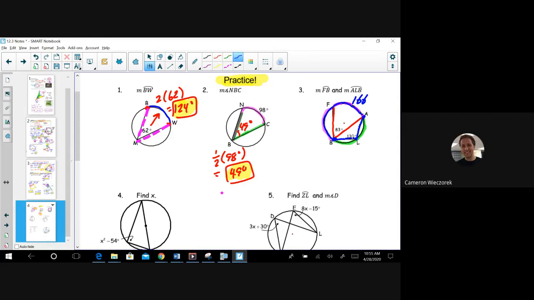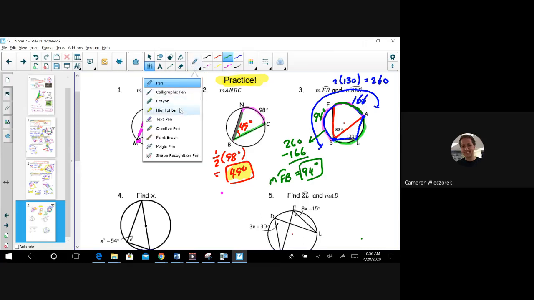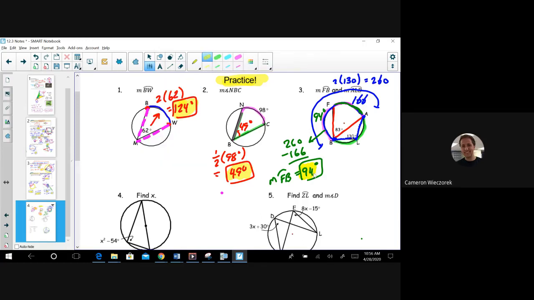Okay. So how do you get the entire BFA? From here all the way over to here is going to be 2 times 130, which is going to be 260. So that's the entire piece, but wait a second, we already found out this one. This one was 166, which means FB is just going to be 260 minus the 166 we already had. So arc FB is just going to be 94. So this guy right here is a 94-degree arc. Highlight that. Okay, so that's one done, but now we also need ALB.